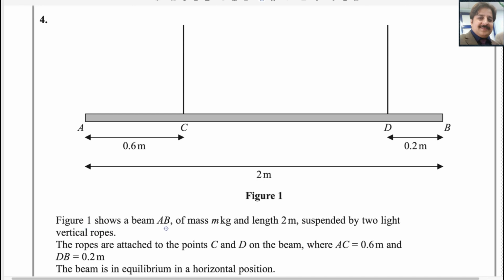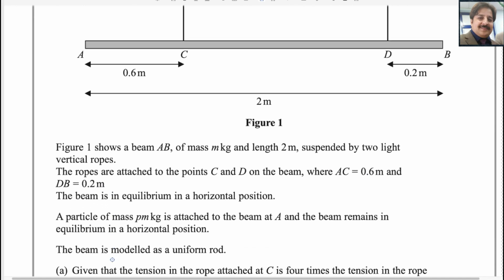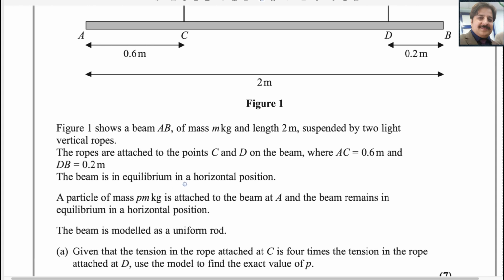Figure 1 shows a beam AB of mass m kg and length 2 meters suspended by two light vertical ropes. The ropes are attached to the points C and D on the beam, where AC equals 0.6 meters and DB equals 0.2 meters. The beam is in equilibrium in a horizontal position. A particle of mass pm kg is attached to the beam at A and the beam remains in equilibrium in a horizontal position. The beam is modeled as a uniform rod.